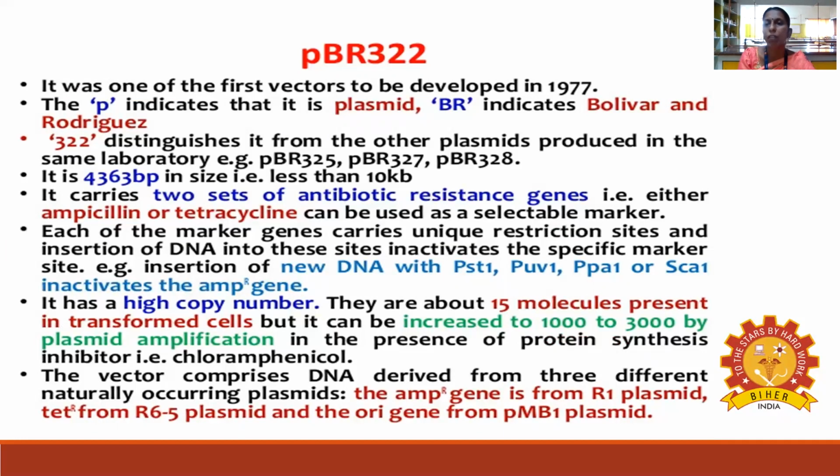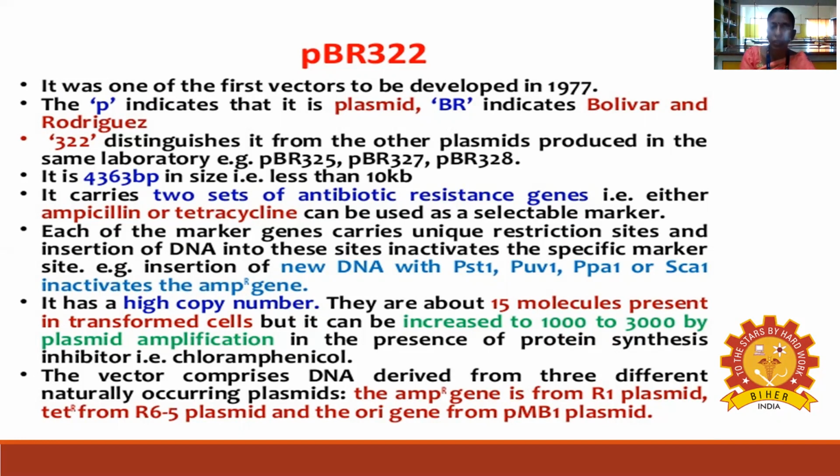It carries two sets of antibiotic resistance genes, either ampicillin resistance or tetracycline resistance, which can be used as a selectable marker. Okay, each marker gene carries a unique restriction site, and insertion of DNA into the site inactivates the specific marker. What happened there is the insertion of new DNA with specific restriction enzymes. What are the restriction enzymes? PstI, PvuI, PvaI, ScaI, all of them inactivate the ampicillin resistance gene.